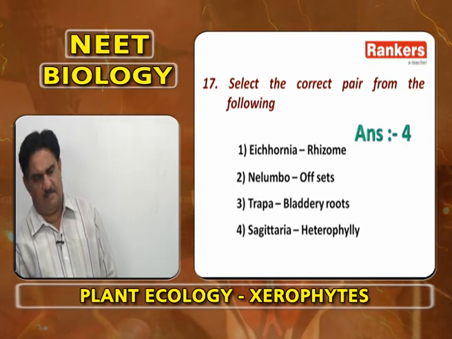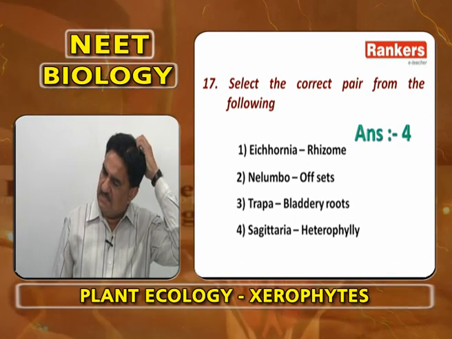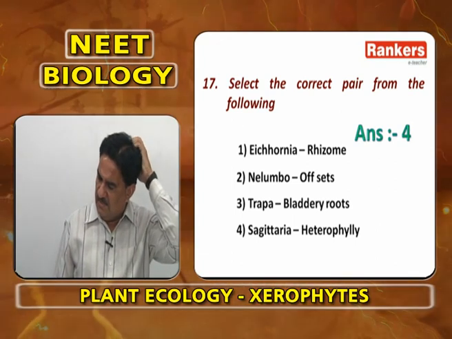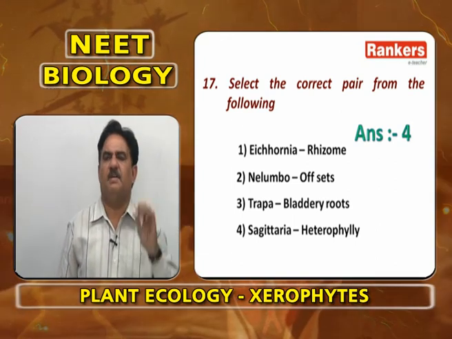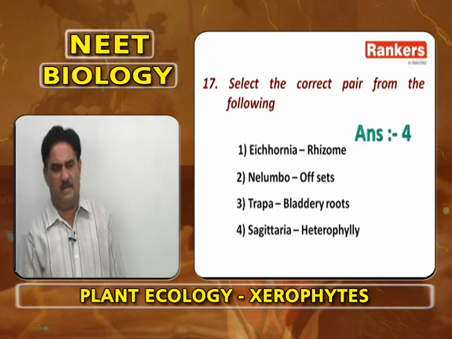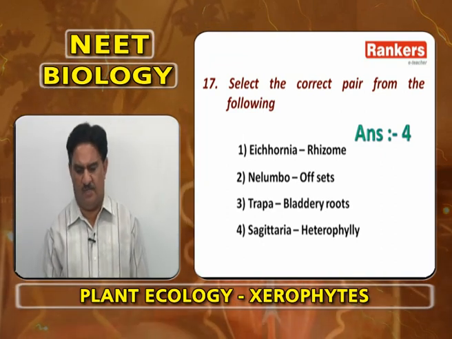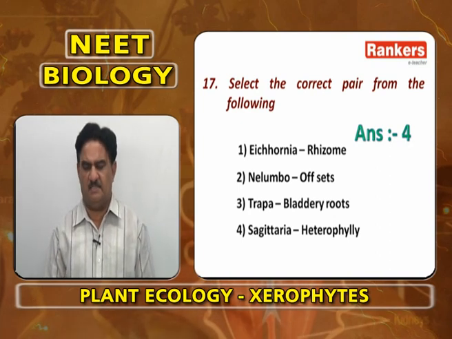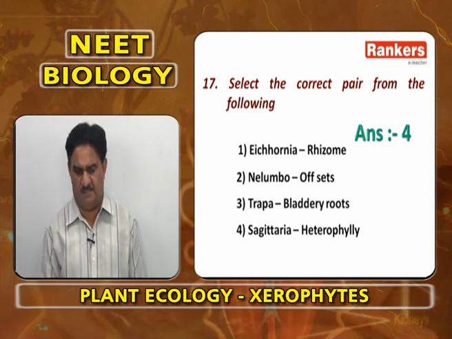Sagittaria heterophily is correct. Presence of two different types of leaves in Sagittaria is heterophily. It is environmental heterophily, because of the environmental conditions as they grow in water, they show heterophily. So, Sagittaria heterophily is the correct option.